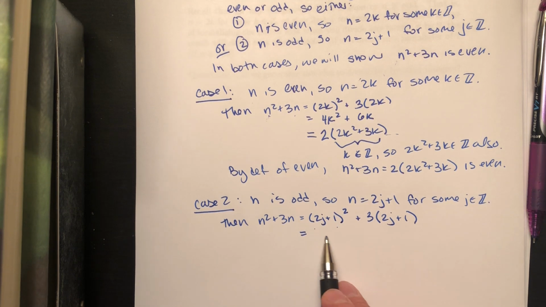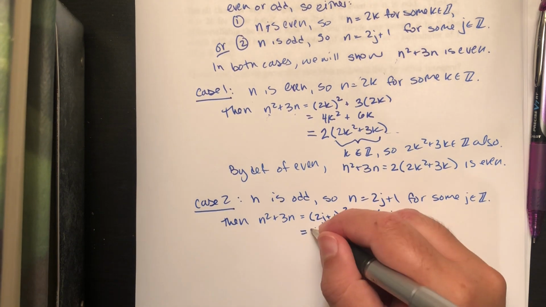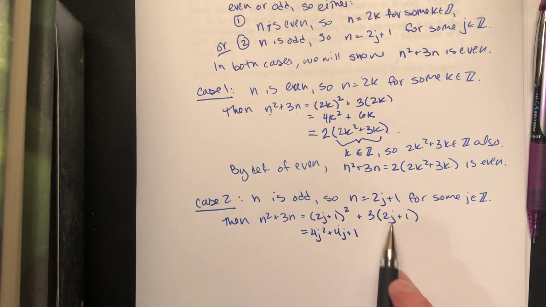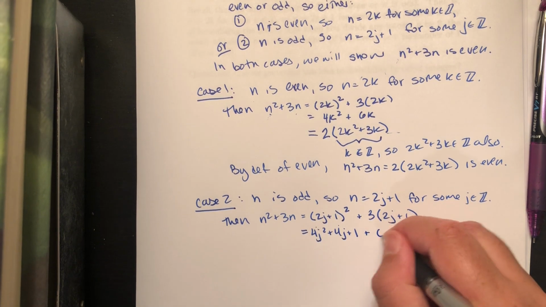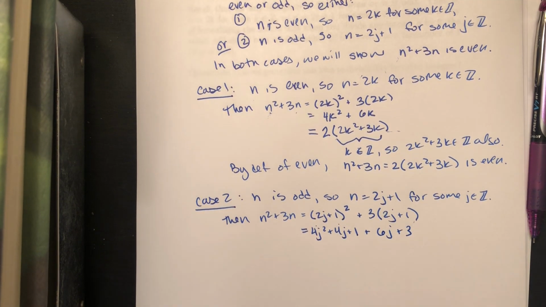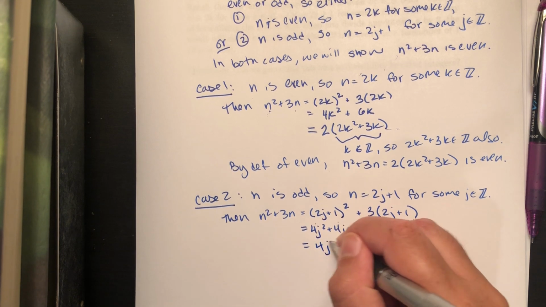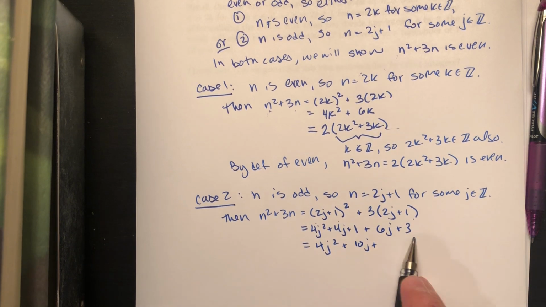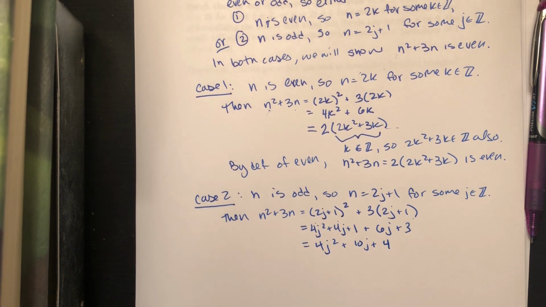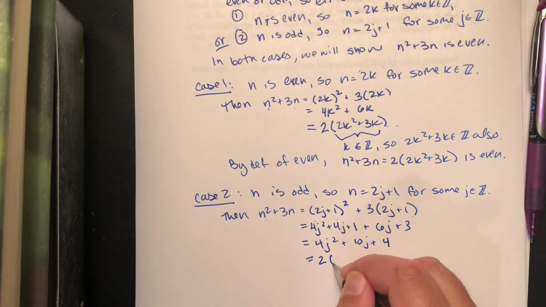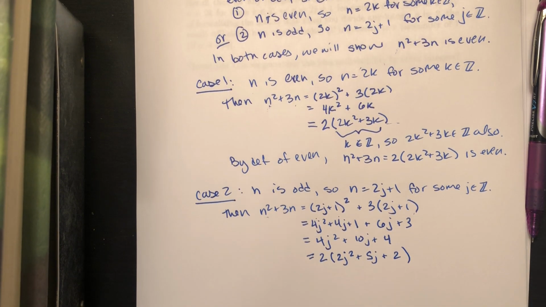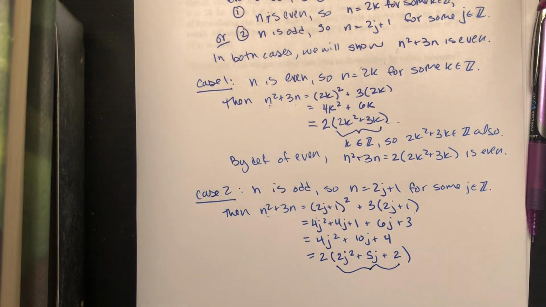2j plus 1 times 2j plus 1, when we FOIL or distribute it out, we get 4j squared plus 4j plus 1. And then if I distribute 3 inside the parentheses here, I get plus 6j plus 3. Combining my like terms, I end up with 4j squared plus 10j plus 4, since 4j and 6j is 10j, and 1 and 3 gives me 4. I want to show this is even, so I want to show that it's 2 times an integer, so just factor out a 2 here, which we can do. And now this is the integer that we were looking for.